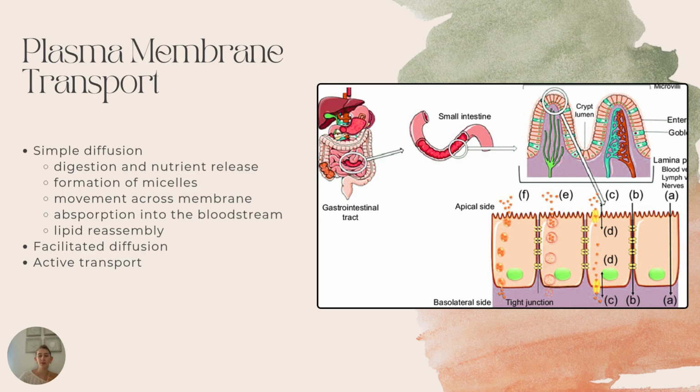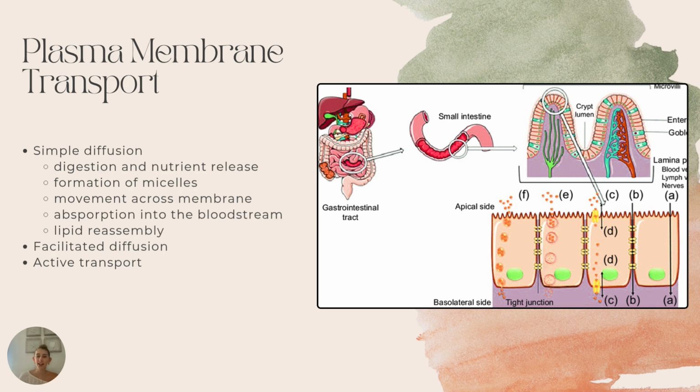The two mechanisms of active transport are primary and secondary active transport. Primary active transport involves a protein pump that directly uses ATP to move the substance against the gradient. An example is the sodium-potassium pump, which maintains the sodium and potassium gradients necessary for other transport processes.